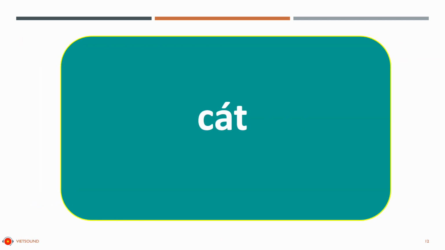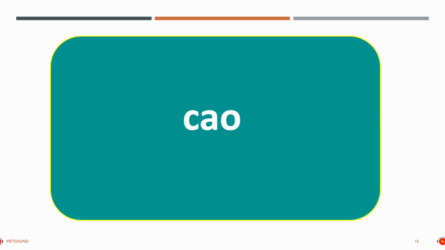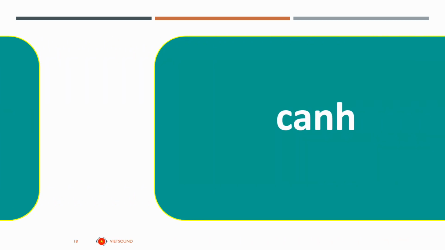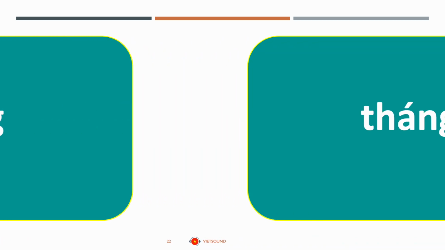Now the A occurs at the middle of the word. Cát. Bát. Cam. Cao. Chào. Táo. Cám. Canh. Mạnh. Bánh. Vàng. Tháng.